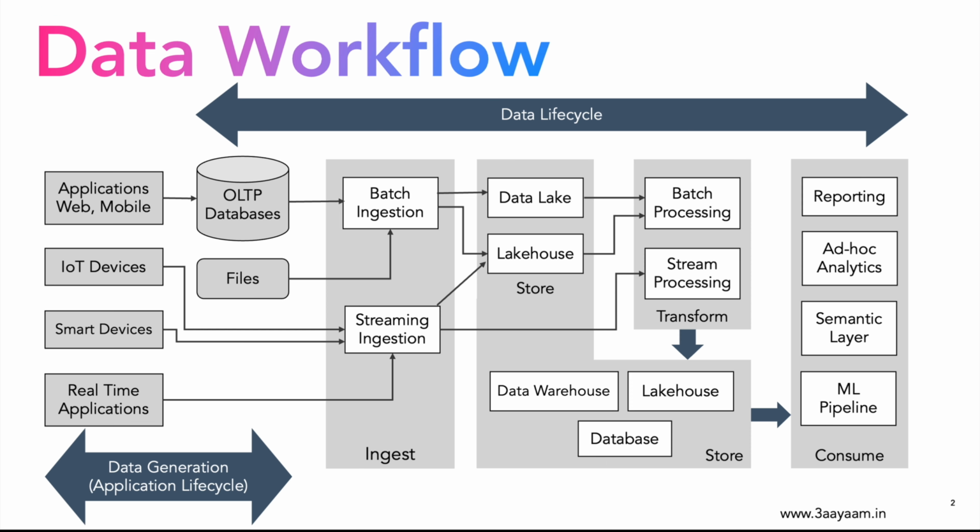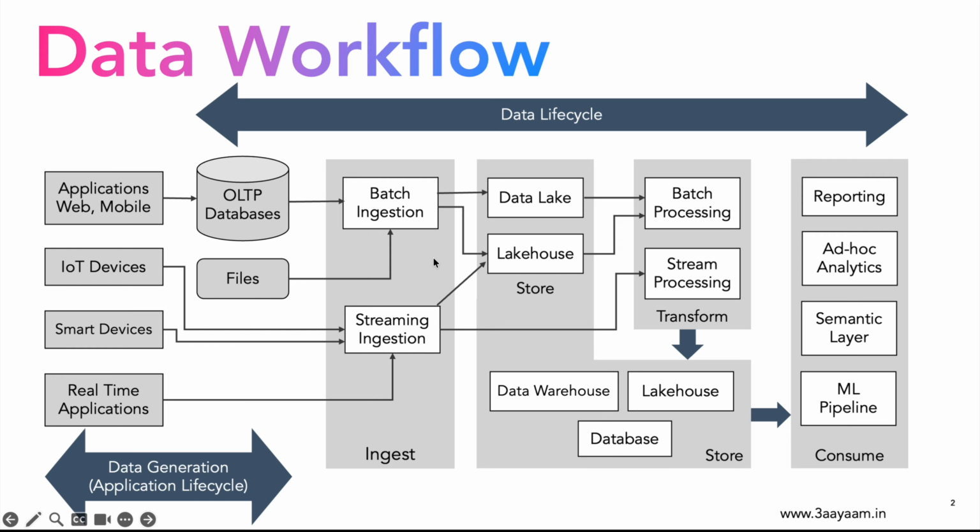So you see, there is a very common correlation between the application lifecycle and the data lifecycle or data engineering pipeline. The data lifecycle starts where the application lifecycle ends, because we have OLTP databases which store the data generated by multiple applications, and this data is used as a source for the data engineering pipeline. For streaming data or stream processing, the data sources can be directly the applications like IoT devices, smart devices, and real-time applications. Now, depending on these applications, there are two types of ingestion.